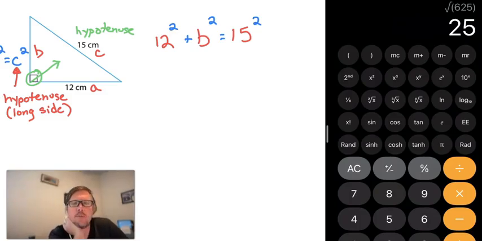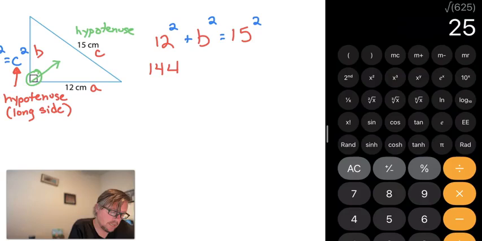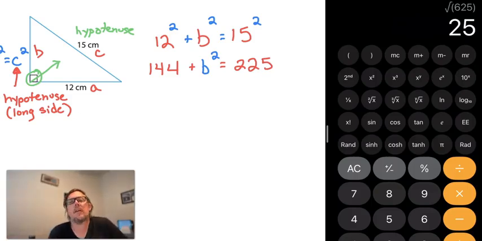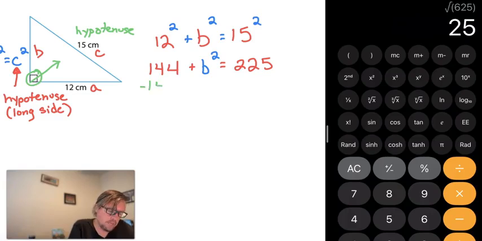Okay, now let's do some arithmetic. 12 squared is 144. You may already know that from memorizing your multiplication tables. 144. Do not know what b squared is yet, so I'm going to leave that as b squared. And 15 squared is 225. That's one you should memorize, 225. So I can't go straight to b from this equation because it's b squared still, but I can get b squared by itself by subtracting 144 from both sides.